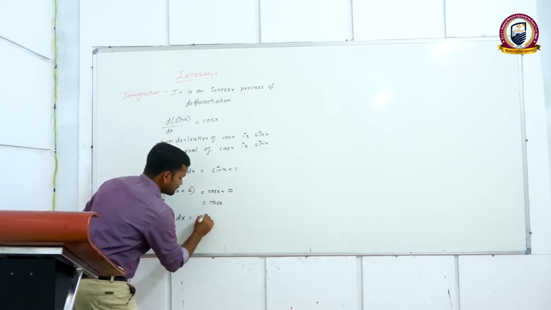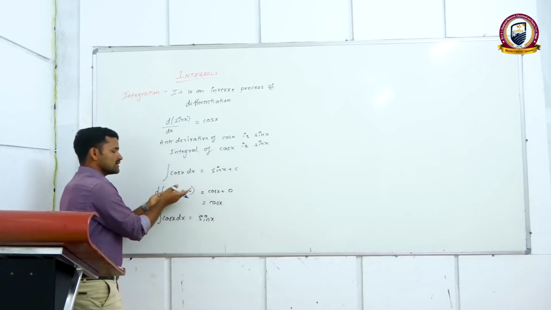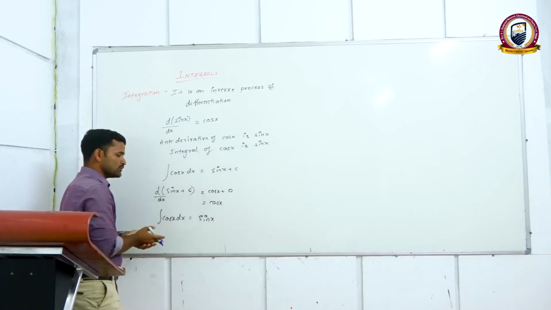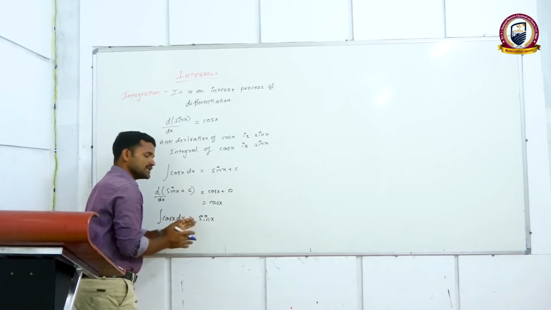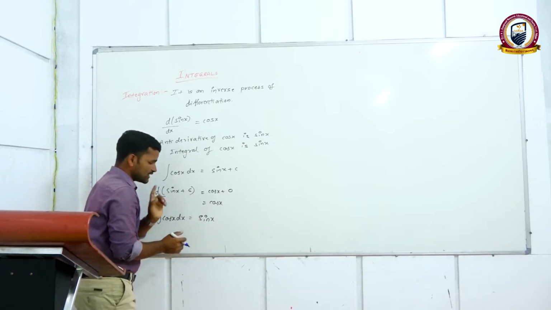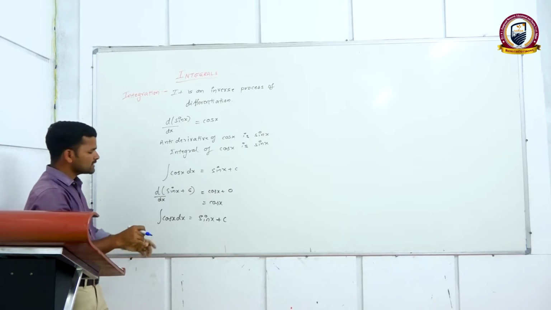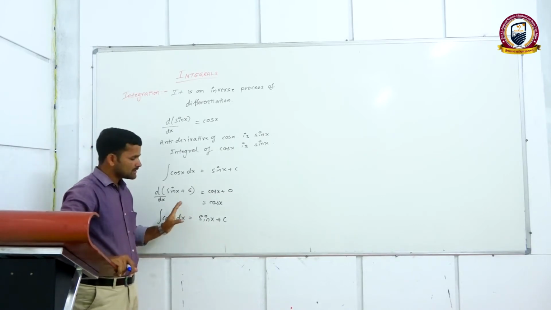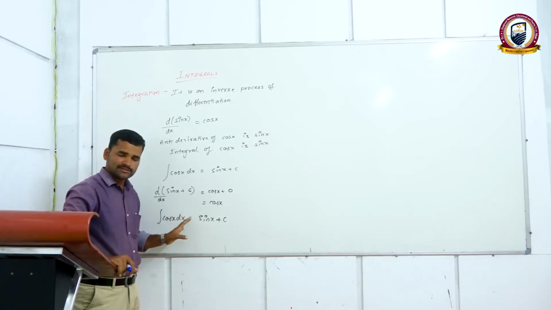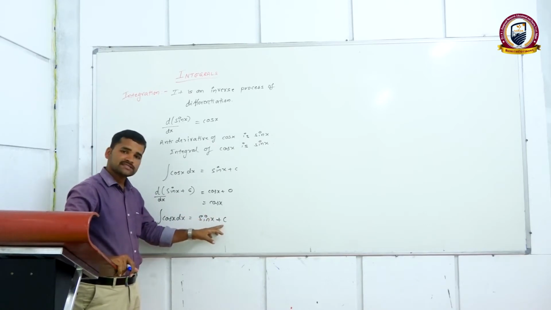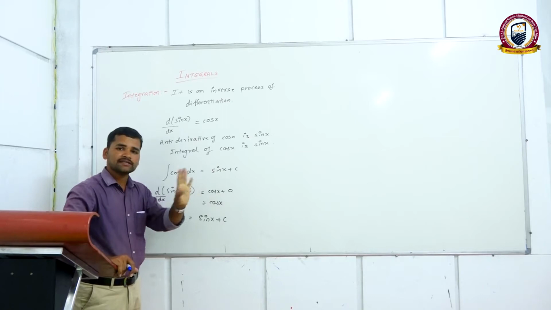But here we don't know what the original constant value was. That's why we write only sin x. So to account for this constant part, we will put c here. That's all it is. This is a simple concept I am explaining. What that c means geometrically, I will take in the next part.